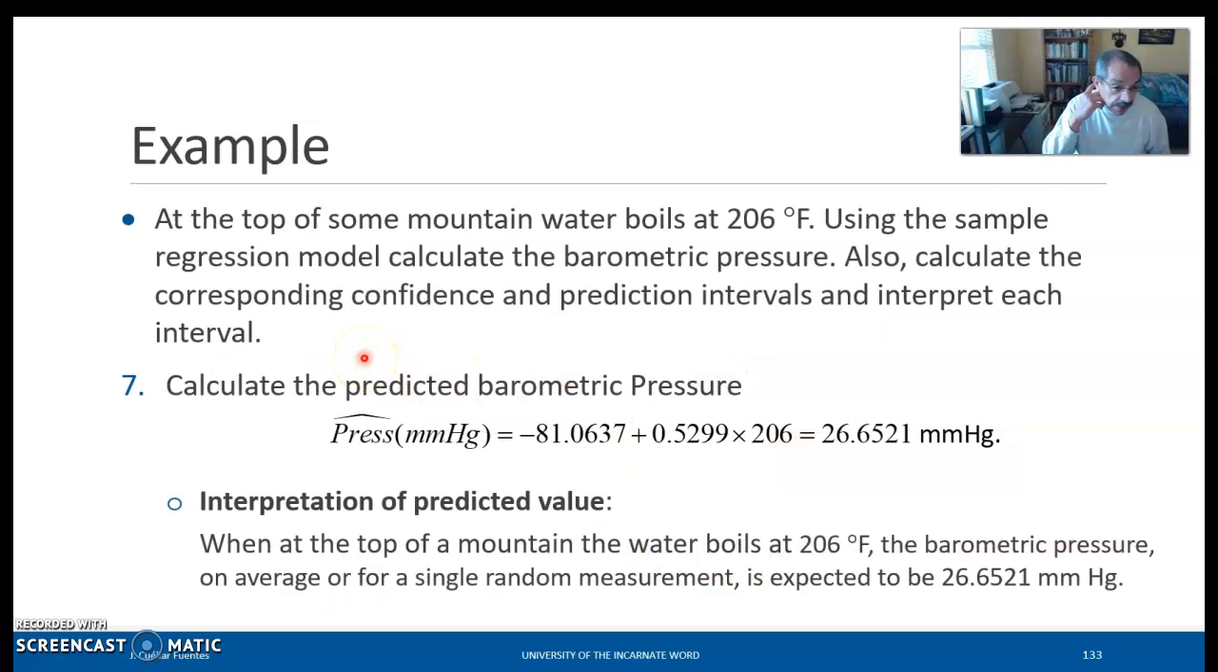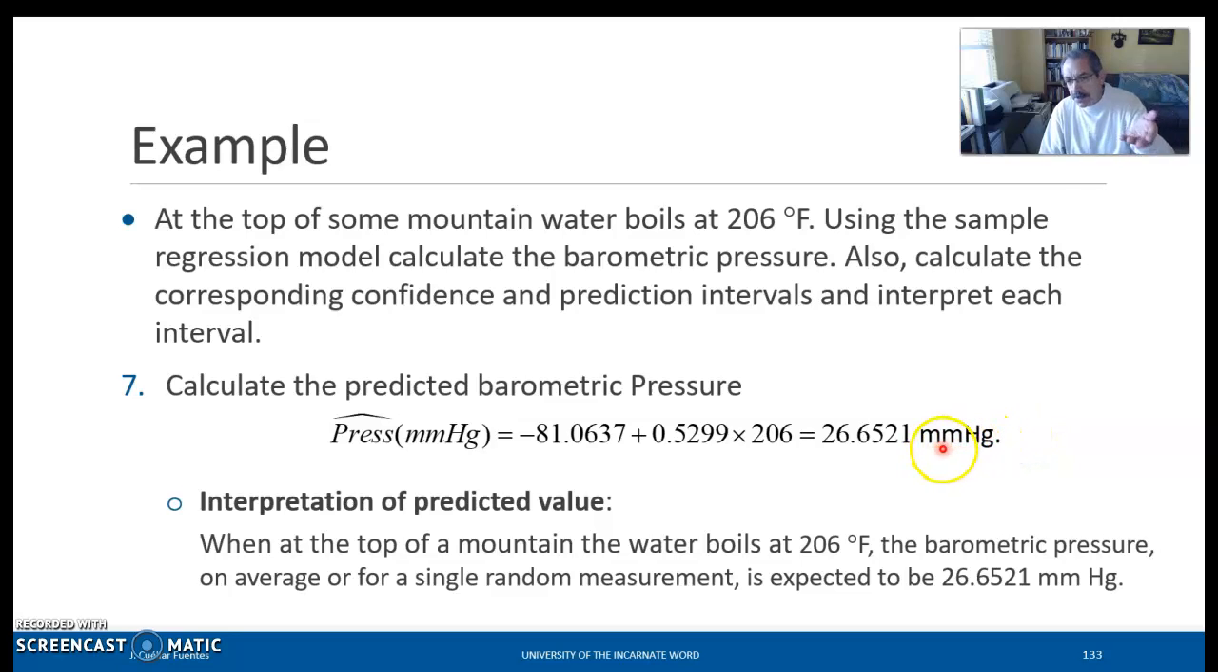All right, so the next step is, let's assume that at the top of some mountain, water boils at 206 degrees Fahrenheit. So now we use the sample regression model to calculate what the barometric pressure would be for 206 degrees Fahrenheit, and we want to calculate the corresponding confidence and prediction intervals. All right, and of course interpret them. So using our regression equation, we substitute 206 degrees Fahrenheit into the equation, and then we find that the barometric pressure will be 26.6521 millimeters of mercury.